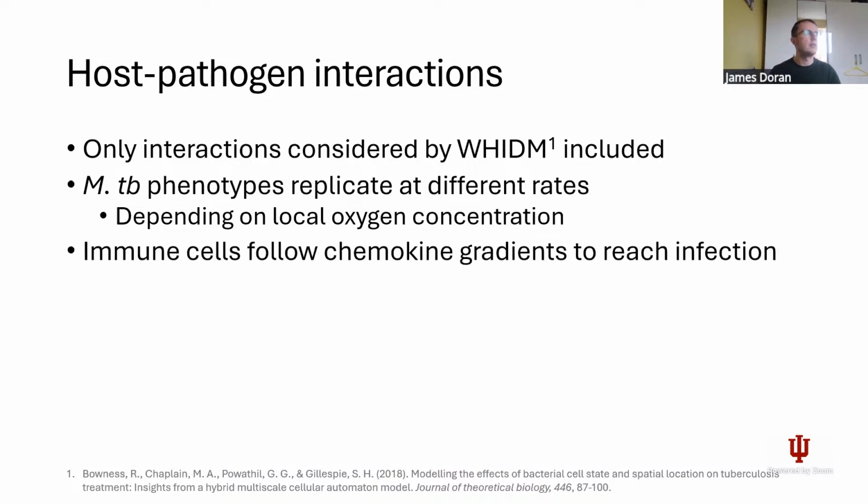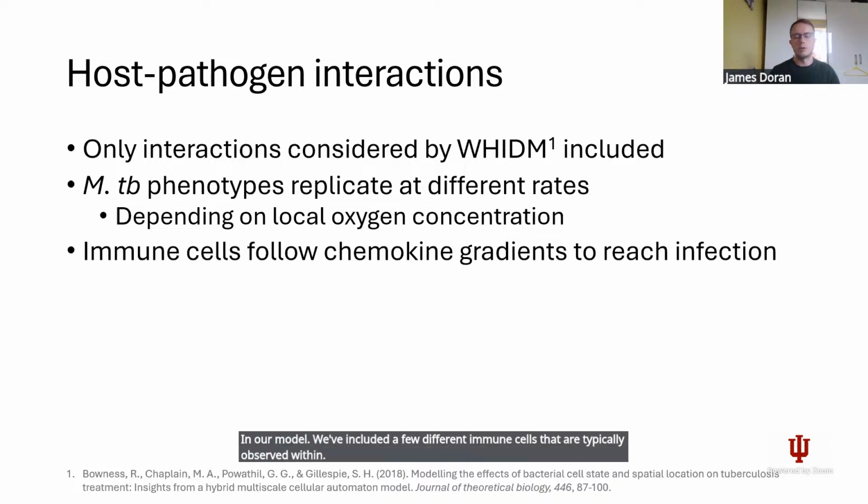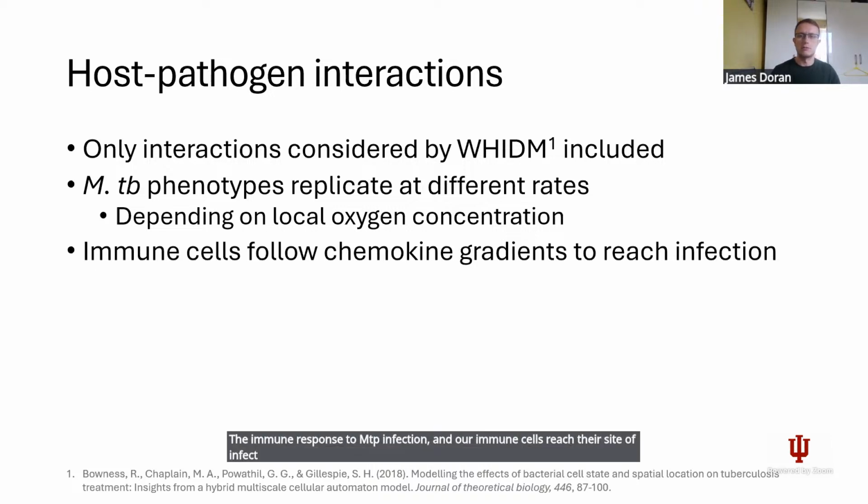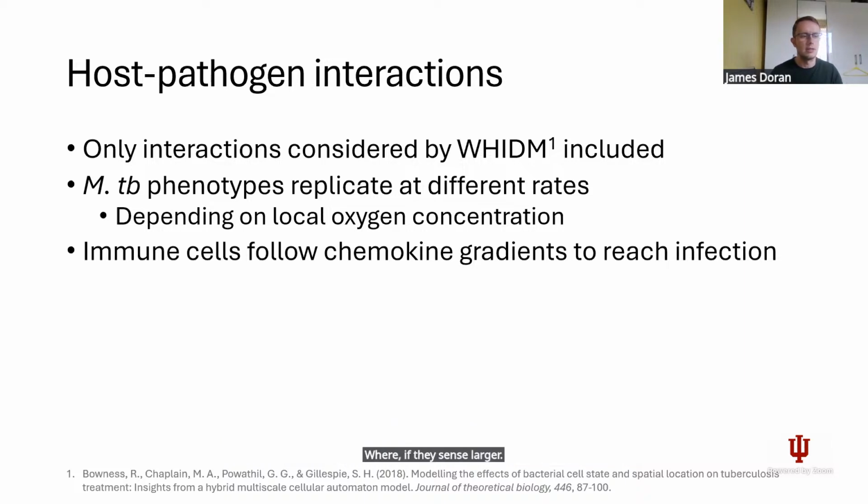In our model, we've included a few different immune cells that are typically observed within the immune response to MTB infection. And our immune cells reach their site of infection by following chemokine gradients through the process of chemotaxis, where if they sense larger chemoattractant concentrations, they will move closer towards those.